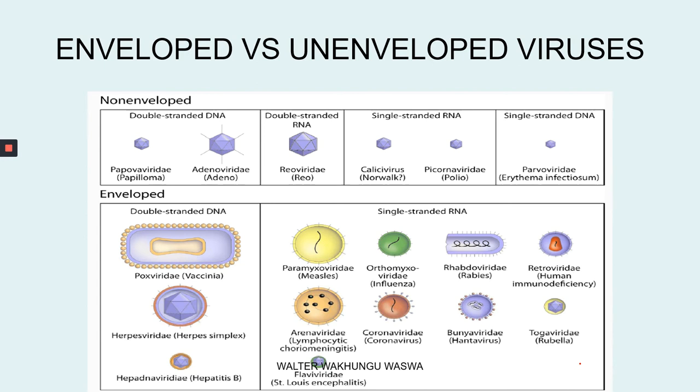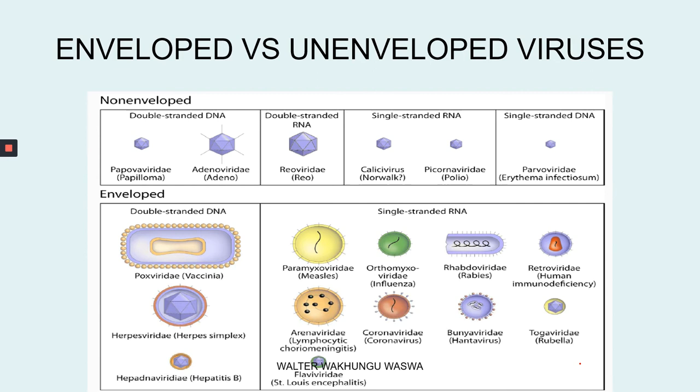So let's look at non-enveloped viruses. Examples are papillomavirus and adenovirus. Those are non-enveloped, double-stranded DNA viruses. We also have double-stranded RNA viruses, such as reovirus in the family Reoviridae. And then we have single-stranded RNA viruses, such as calicivirus, and Picornaviridae, exemplified by poliovirus. Remember, these are single-stranded RNA viruses, and all these viruses are naked and are a major cause of foodborne illnesses.